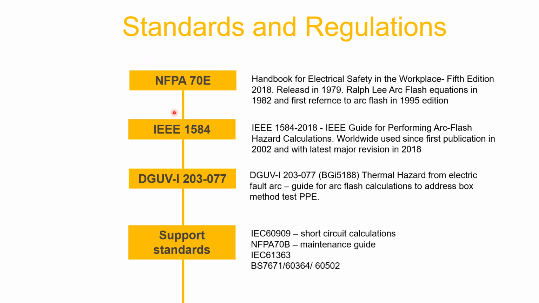Then this reference as one of the methods: IEEE 1584. This is the international technical standard worldwide for arc flash calculations. So it actually doesn't have much in common with NFPA, just the origin of it is coming from the US. And then in Europe we have DGUV 203-077. That was the German approach for thermal hazard and a guide for arc flash calculation to address the box method test, because we have two methods of testing equipment, and I will explain a bit more later. And then a bunch of support standards that we can use around the calculations, like for the marine and so on.